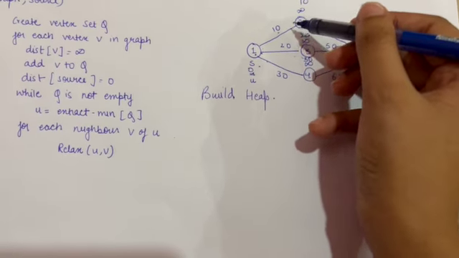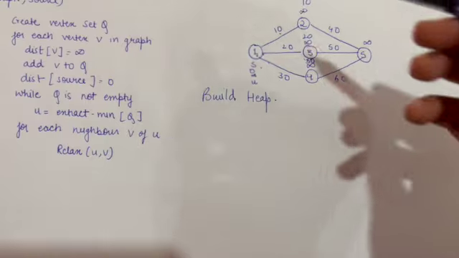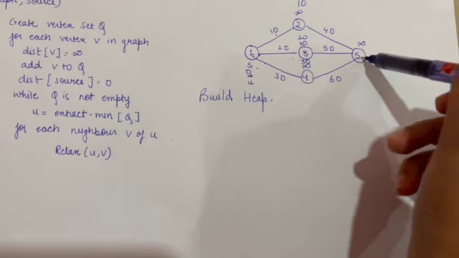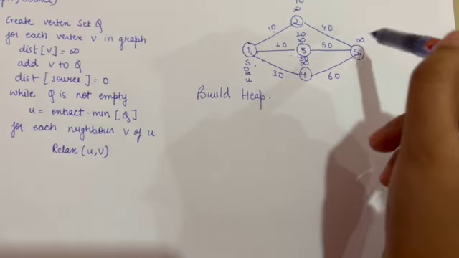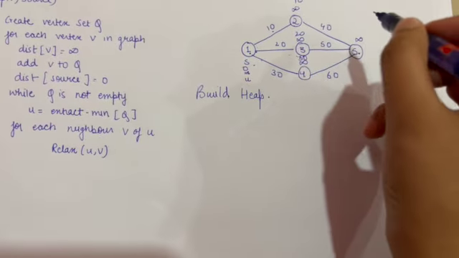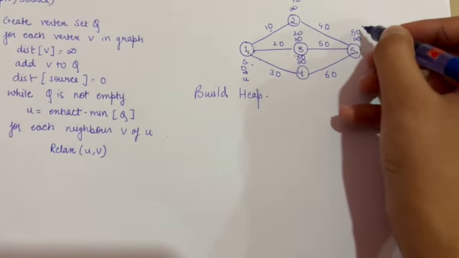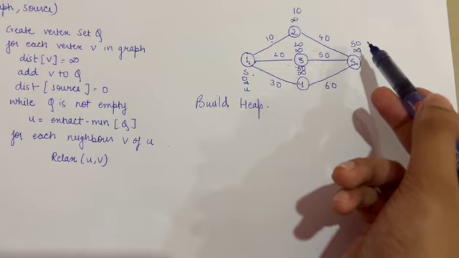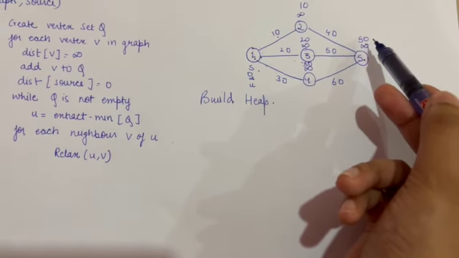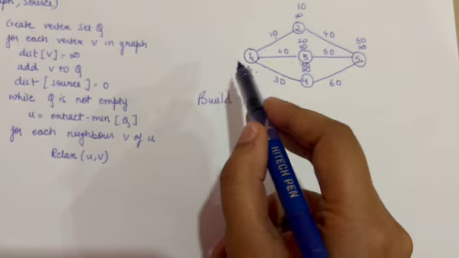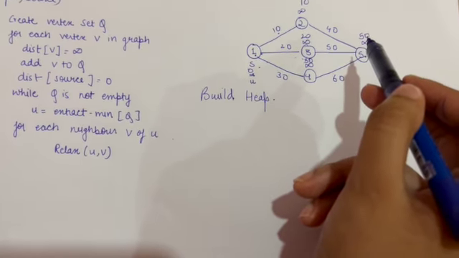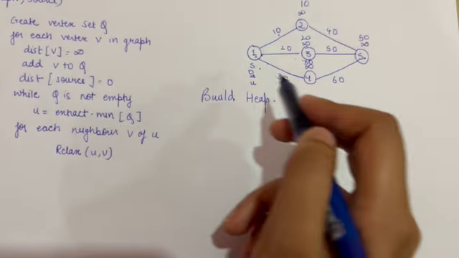Now again we'll repeat u is equal to extract min of Q. So now from here the minimum value will be this one. So the neighbor of this is this. So what will be the value of this? The value of this will be 10 plus 40, which will be 50. So now again we'll come to u is equal to extract min Q, which would be this one. The value would be 20 plus 50, which is 70, which is greater than 50. So that means that it will remain as 50. Then 30 plus 60, which is 90, which is also greater than 50. So it will remain as 50. So now we have created this.